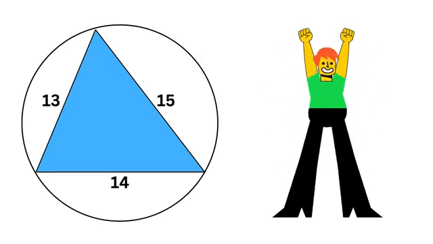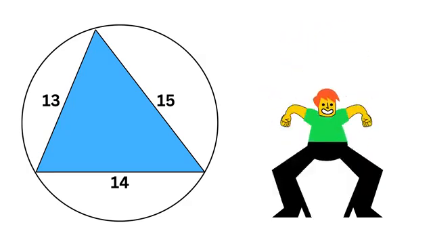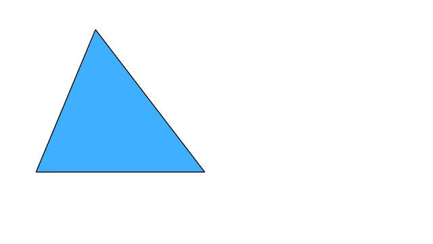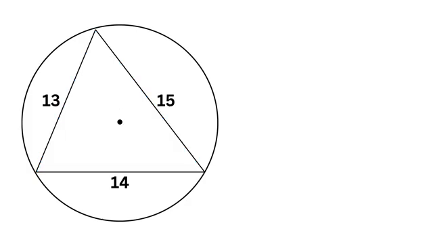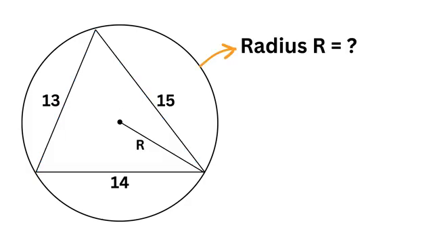This question will make you dance in joy. We are given a triangle that is completely inscribed inside a circle, whose center is at this point. As you can see in this figure, the sides of this blue triangle are 13, 14, and 15 units. And our goal is to calculate the radius of this circle.